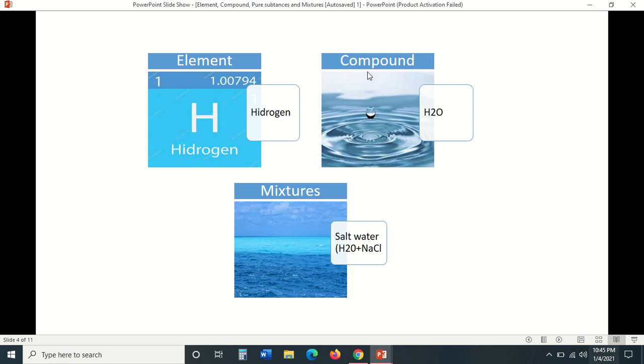So what happens in a compound? A compound like H2O, or what we usually know in daily life as water, is a compound where two or more elements join together. There are two hydrogen and one oxygen. Because there are more than one single hydrogen, it becomes a compound.